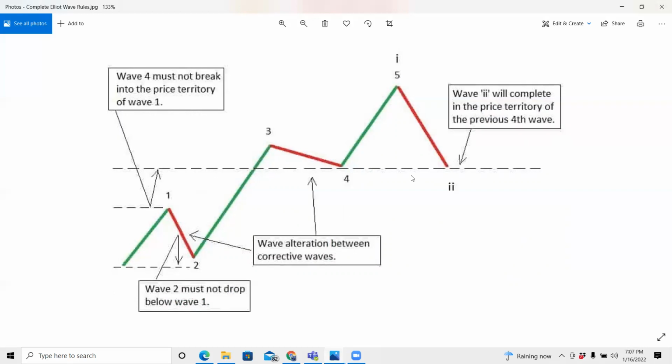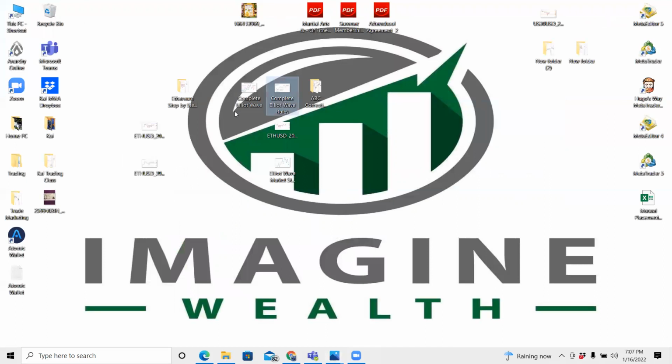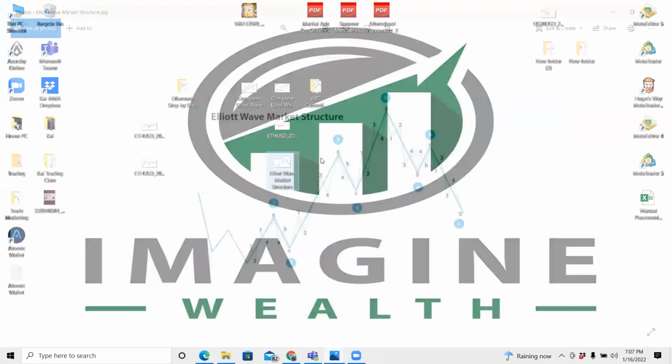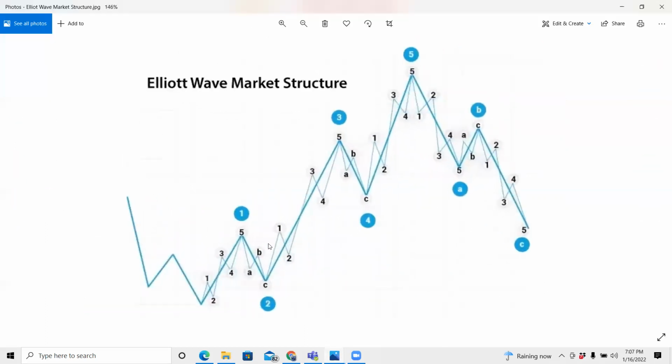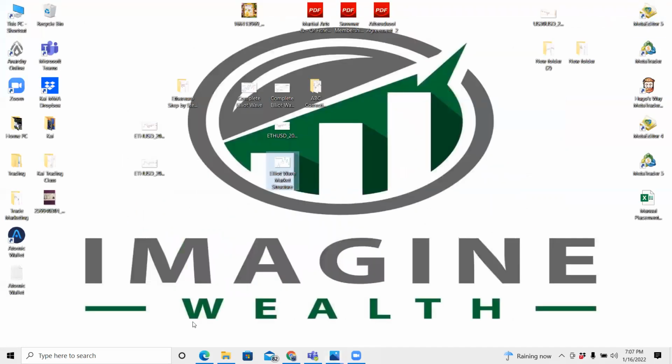Perfectly done. So now that we have all the rules, let's go into the structure that we see: the impulse moves inside of the waves. So we have Elliott waves inside of Elliott waves. Perfect. 5 more seconds on this. Awesome job. Now let's take a look at the market.